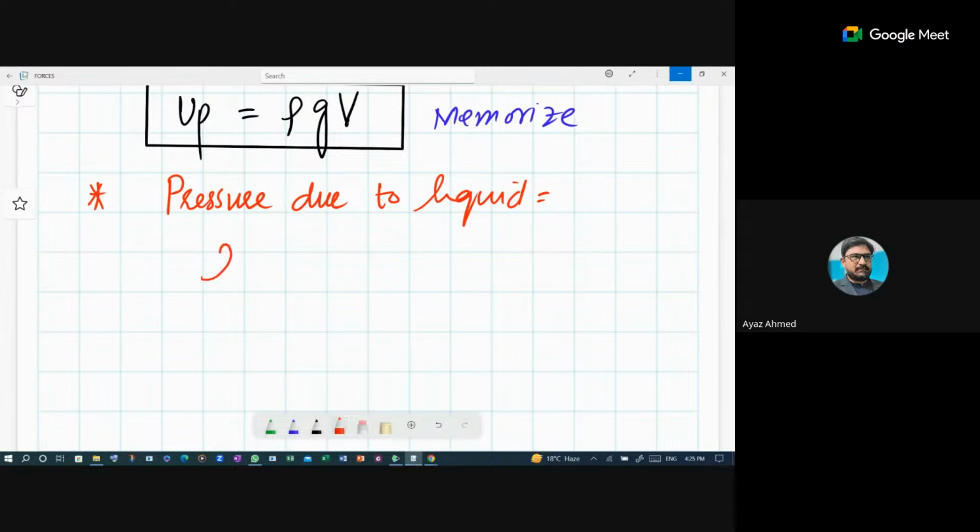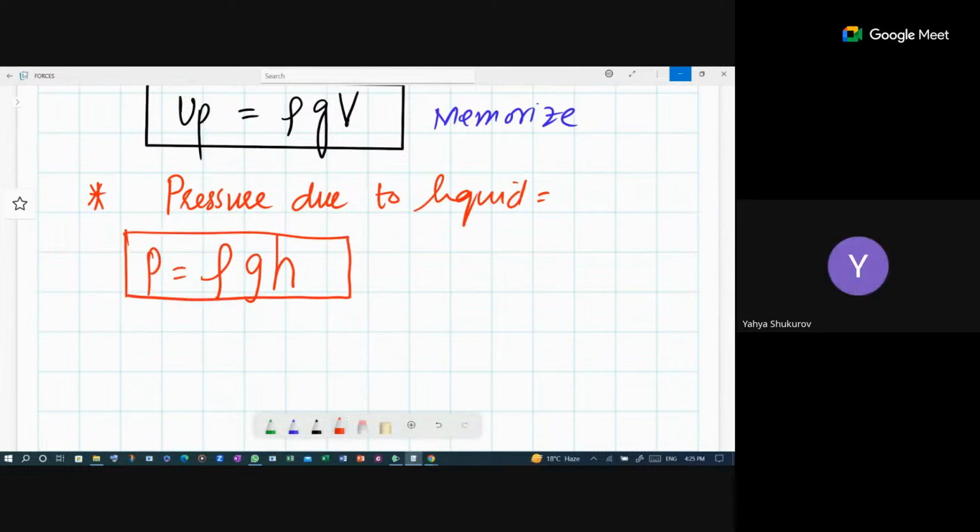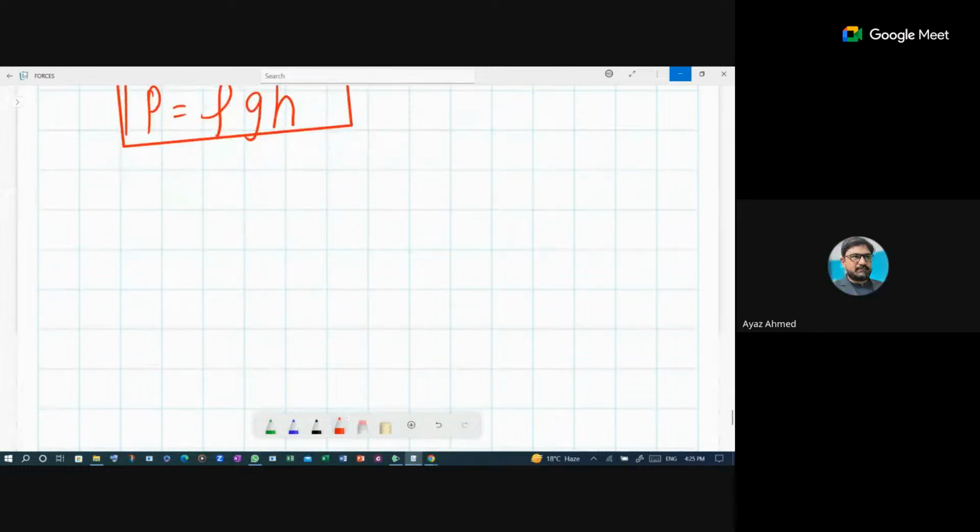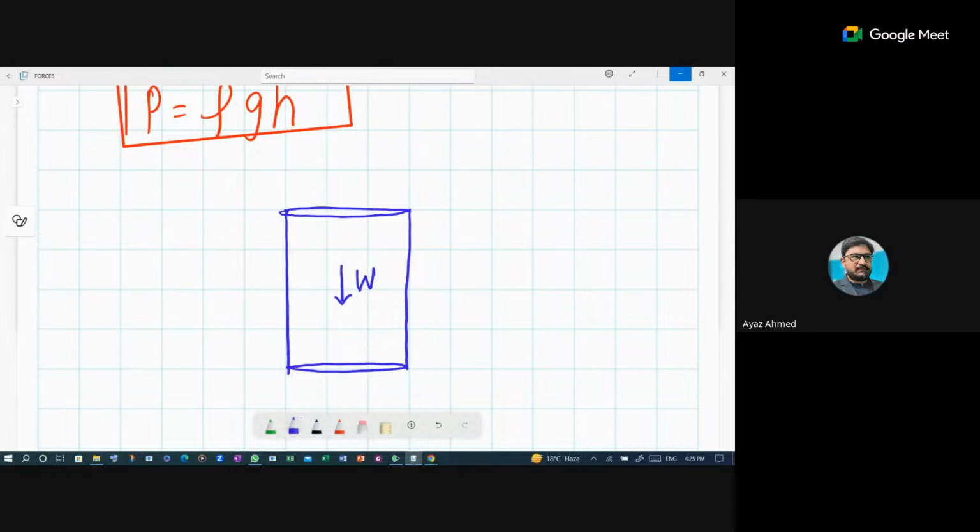That is equal to rho g h. Do you remember this equation? Yes. So if I have an object immersed in the liquid, and that object has some force on its base area, then I can simply say that the weight of this liquid column, this is the liquid of density rho, is acting on this base area.